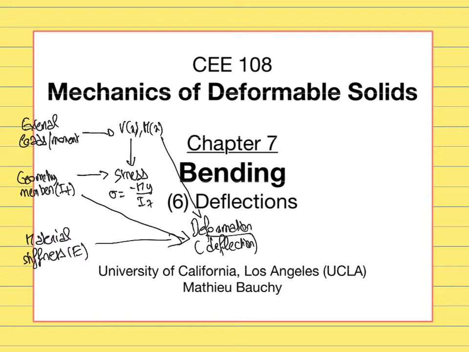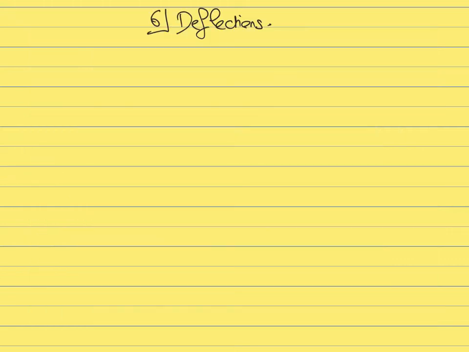So when it comes to the deformation, you will need to know those three things. You will need to know the geometry and the moment of inertia. You will need to know the internal shear and internal moment, but you also need to know the stiffness of the material that the beam is made of. And based on those three pieces of information, you will be able to calculate the deflection of a beam that is subjected to bending. So the first thing is, what do we mean by deflection?